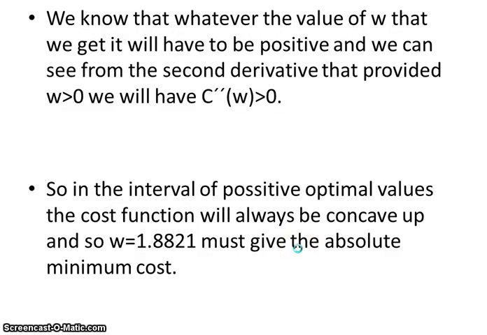We know that whatever the value of w that we get, it will have to be positive, and we can see from the second derivative that the provided w greater than 0 will give me a positive second derivative. So in the interval of the positive optimal values, the cost function will always be concave up. And if it's a concave up value, we know that we have something like this. Therefore, the value that we are working with is a minimum value. That's why we can say that w, 1.8821, is a minimum cost.